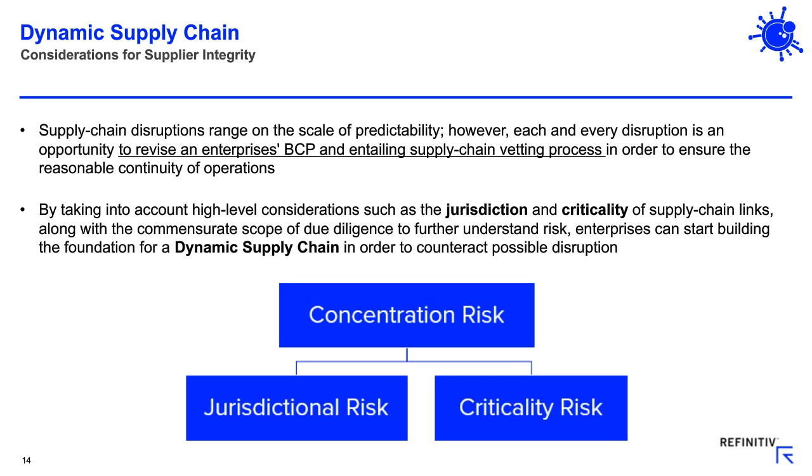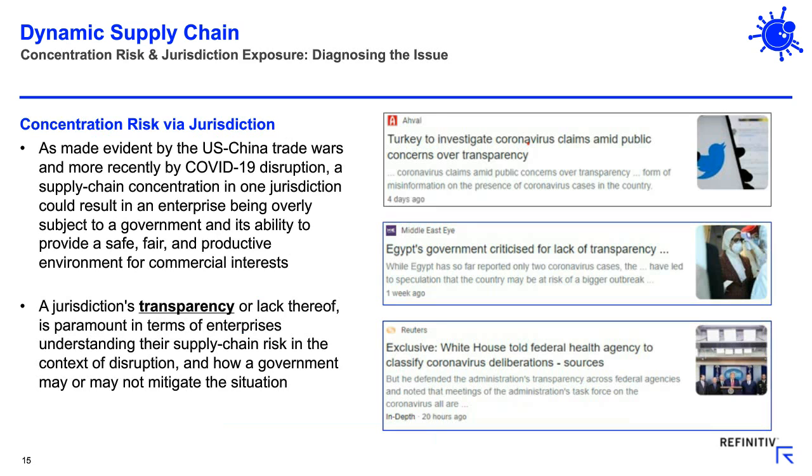So the way we should look at concentration risk is, obviously, if your suppliers are sitting in a specific jurisdiction, you're going to be overly subject to that jurisdiction to some extent. As we saw by the U.S.-China trade wars not so long ago, which might seem like a distant memory, and more recently by COVID-19, supply chain concentration risk in one jurisdiction can make your enterprise and your supply lines overly subject to a government and its ability to react to a situation and to effectively provide and maintain a safe, fair, and productive environment for all commercial interests.